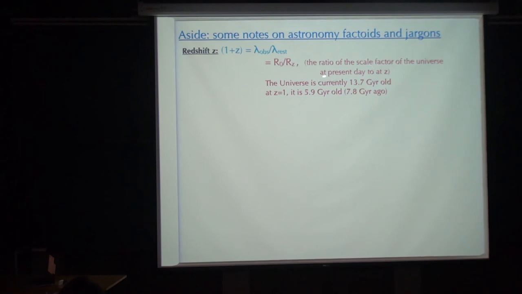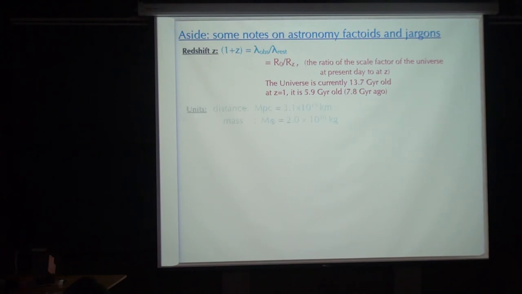And as you also know, the universe is currently thought of as 13.7 giga-years old. In fact, I think these go down to 2 more digits, which I didn't put down. And at redshift 1, which is what I talk about, the universe is about 6 billion years old, or about 7.8 billion years ago from today. So by looking at galaxies at redshift 1, we are going back a little bit beyond half the age of the universe.